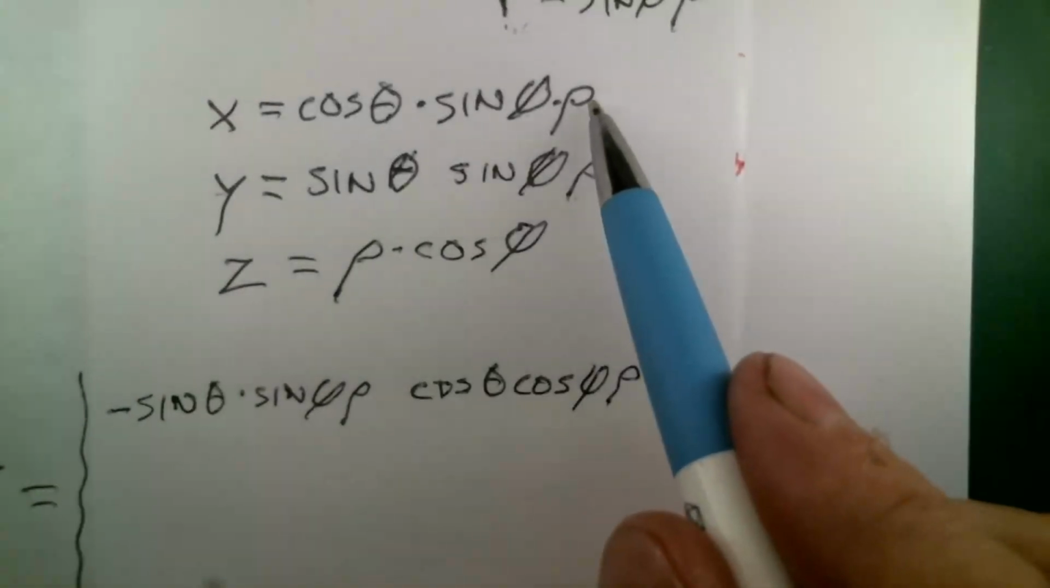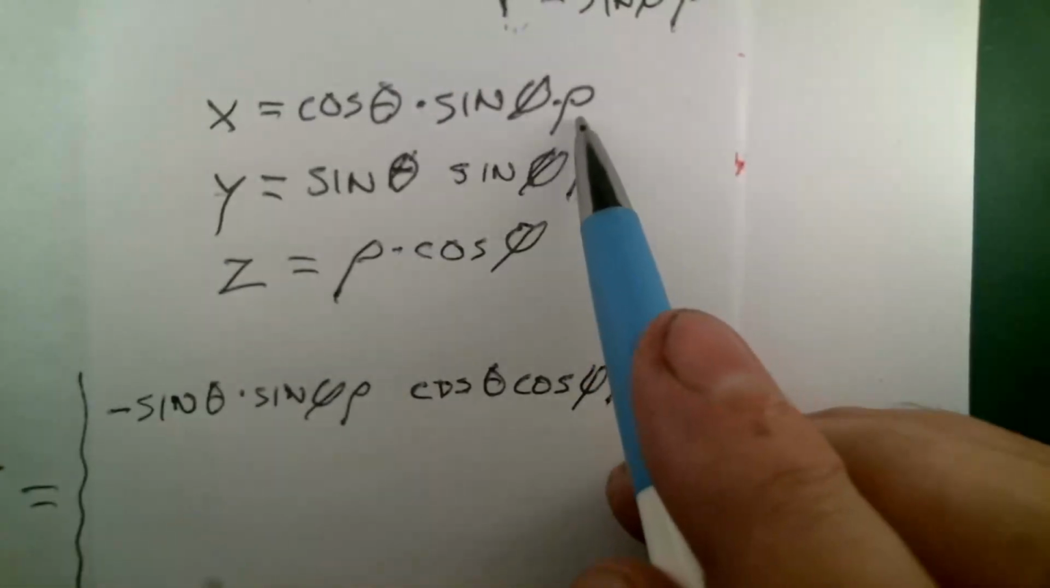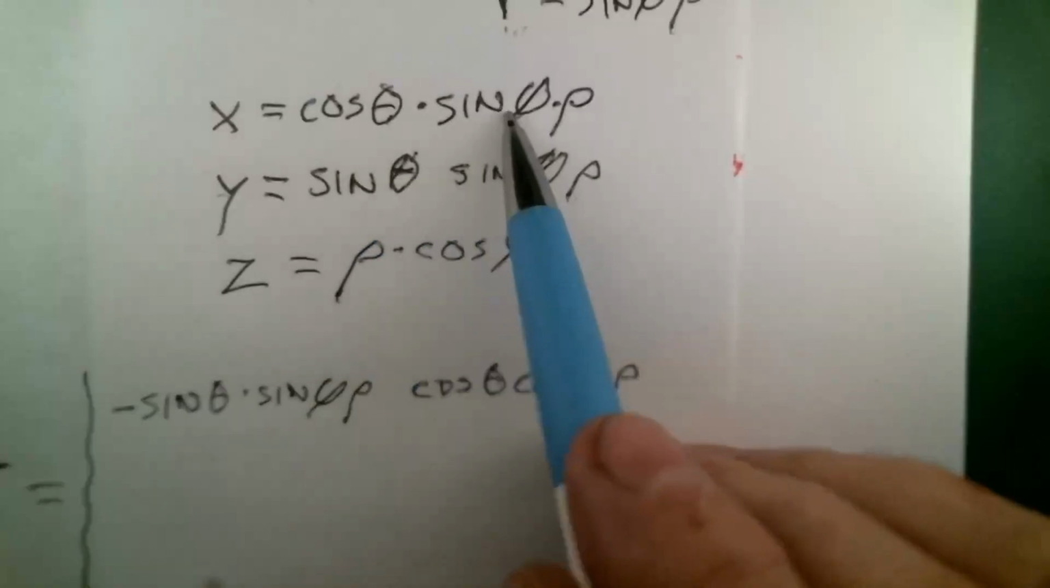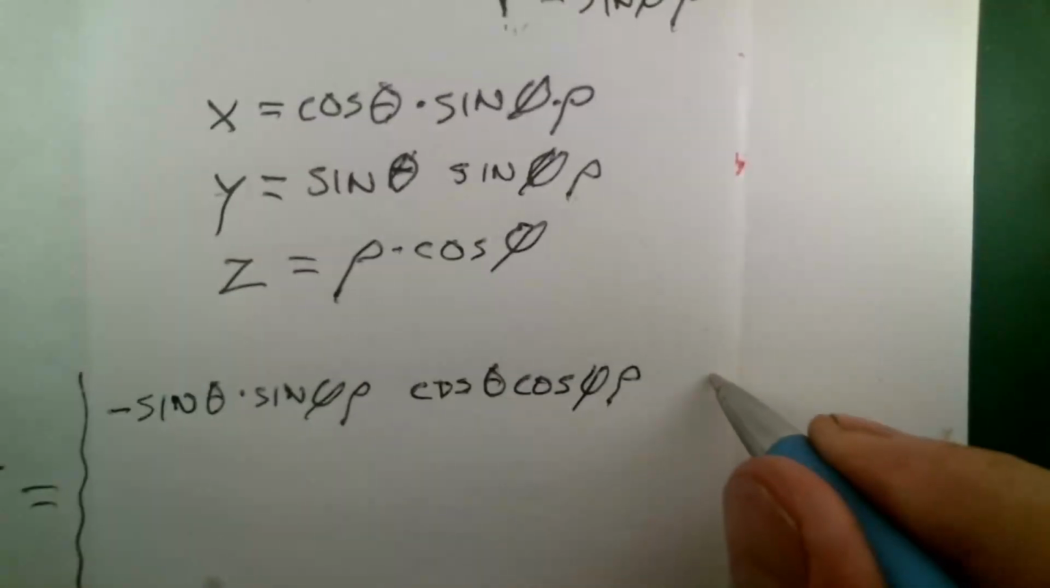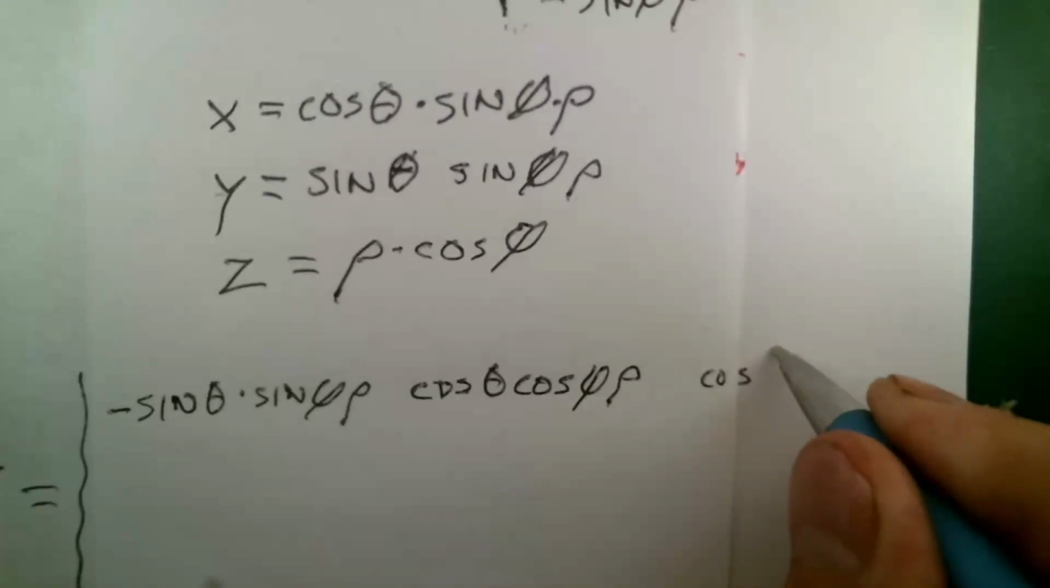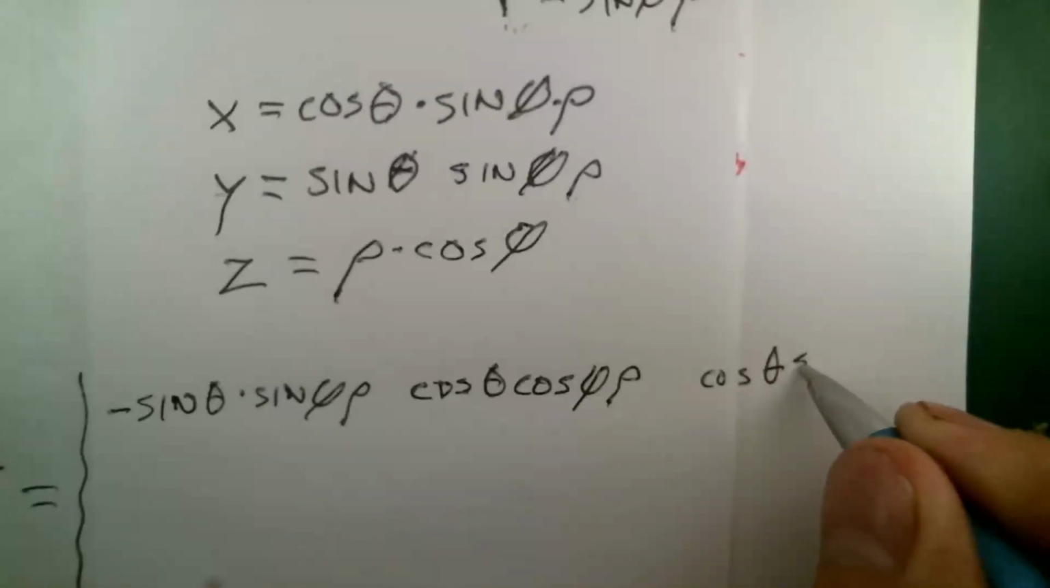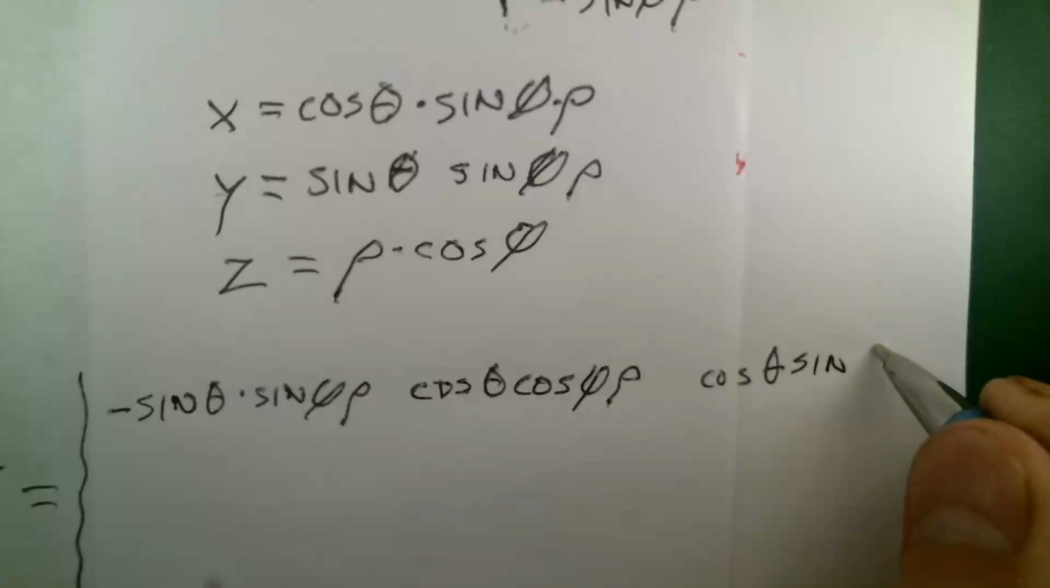Yay. What about the rho derivative, the rho partial of our x coordinate? That's going to be, rho is just the variable, the other things are constants, they come along, and the rho turns into a 1. So we get cos theta sine phi. Yay. That's just the x coordinate. Now we got to do the y coordinate. It's the same thing though, right across.